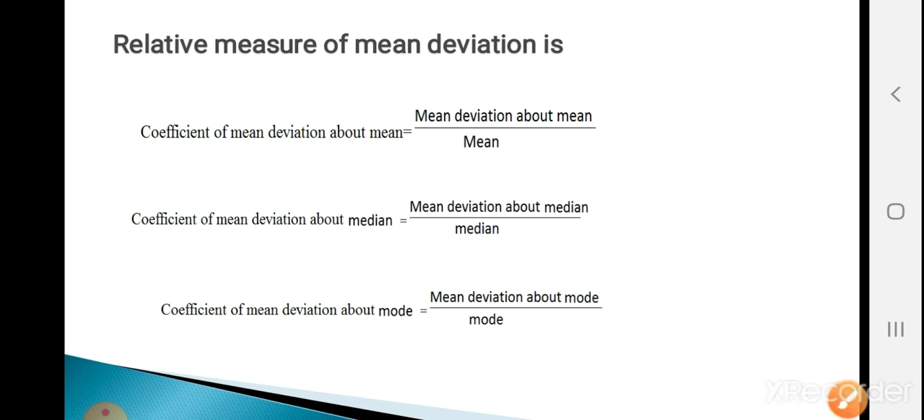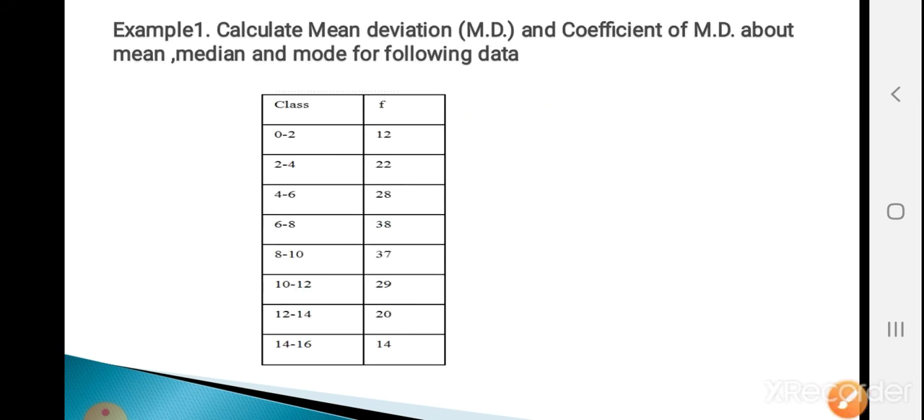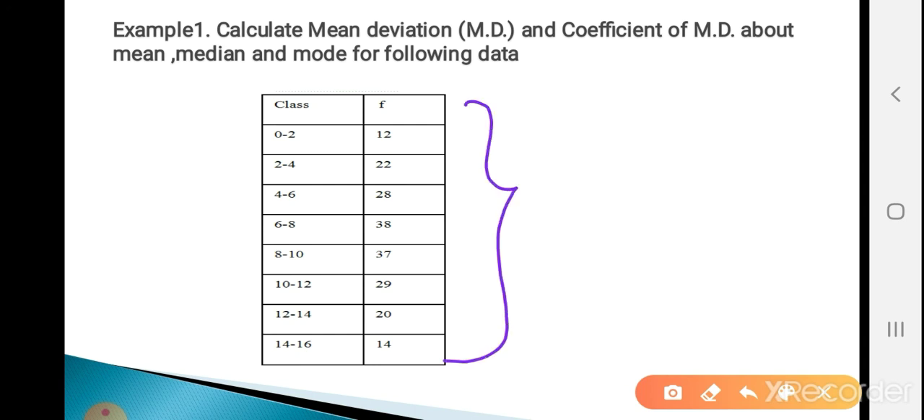Let's see one example of continuous data. Calculate the mean deviation and coefficient of mean deviation about mean, median and mode for the following data. We are given the classes along with their frequency, so the given data is continuous data. For calculating the value of mean deviation, we need the value of x, but here we are not given the value of x. So consider x as a mid value.